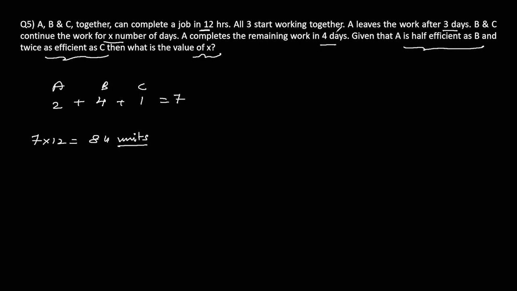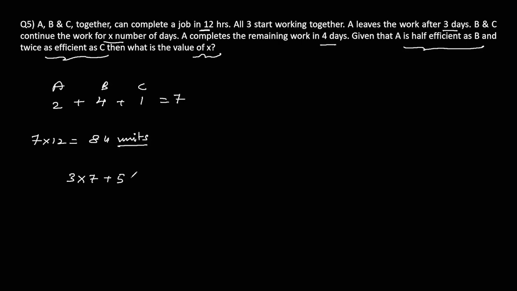All three start working together. A leaves the work after 3 days. That means, can I simply say that A, B, and C, all three of them, were working for the first 3 days? So they would have completed how many units? 3 into 7, which is 21 units. After that, only B and C are working for X number of days.